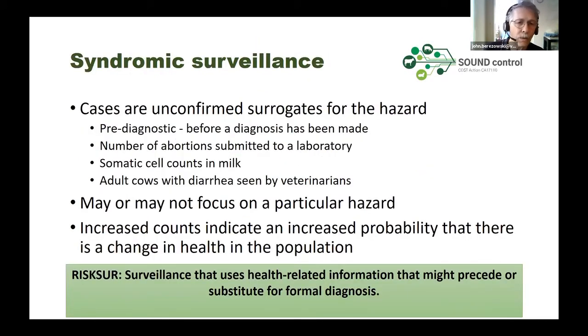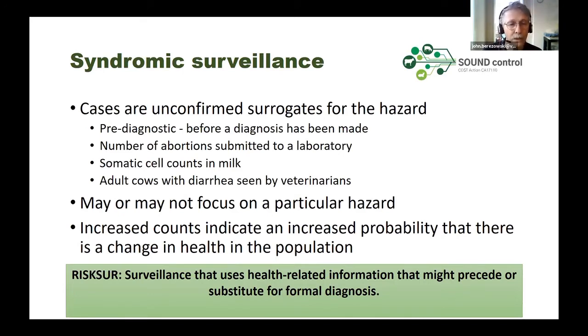Syndromic surveillance, we don't really talk about a lot in this course. It is when we do surveillance where the cases are unconfirmed surrogates for the hazard. And so they are pre-diagnostic. We look at surrogates or things that happen in the population, most often human behaviors that occur before a diagnosis is made.